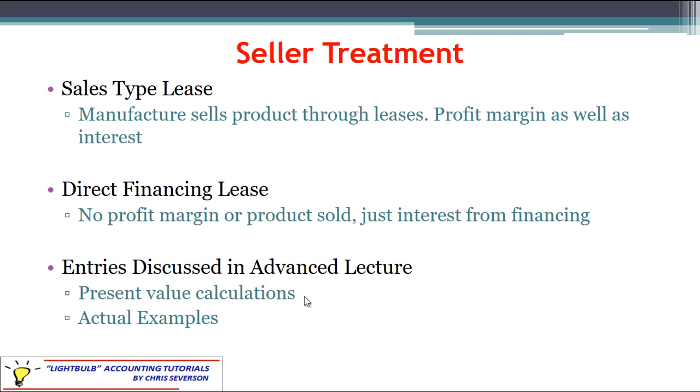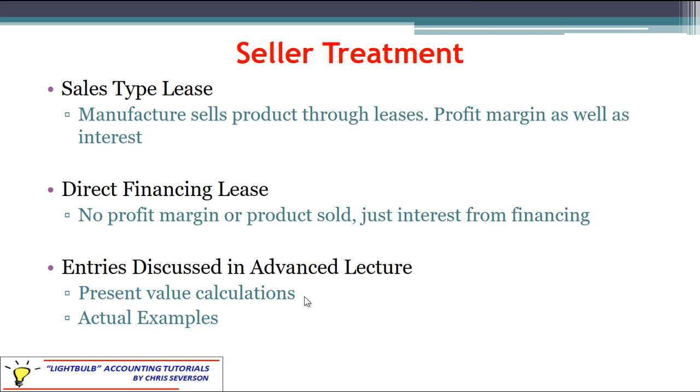Again, we get into much more detail on how to calculate these in advanced modules. But then we have the direct financing lease. This is where you have an actual leasing company that purchases an asset from a manufacturer, and they turn right around and lease it. They're not trying to make a profit margin on the product itself. They're trying to make their money through financing. So the only type of revenue they will record is interest from financing.